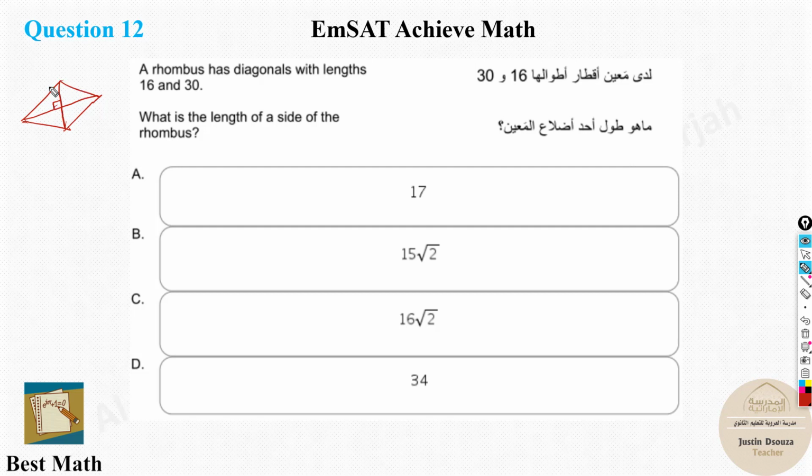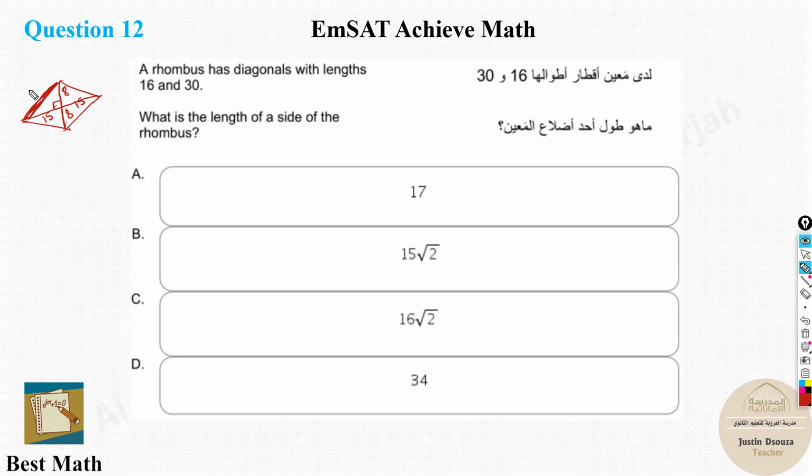So again, you can use Pythagoras over here, isn't it? So the diagonal over here is 16. That would be 8 and 8. They bisect. And here 30 would be 15 and 15. So the diagonals do bisect. And here we have 15 and 8. And now what is the side? If I find one side, it's enough because all the sides are equal.